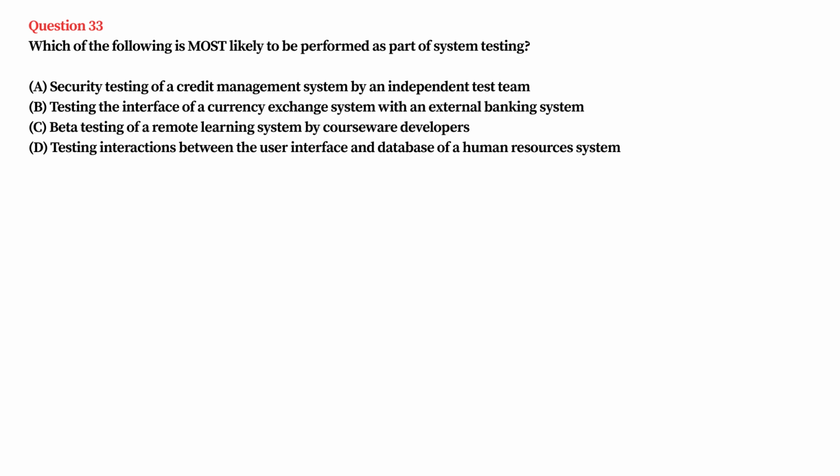Answer B is not correct. System integration testing examines the interfaces with other systems and external services. Answer C is not correct. Beta testing is a type of acceptance testing performed at an external site by roles outside the development organization. Answer D is not correct. Component integration testing involves testing the interfaces and interactions between components of a system, such as the user interface and database.